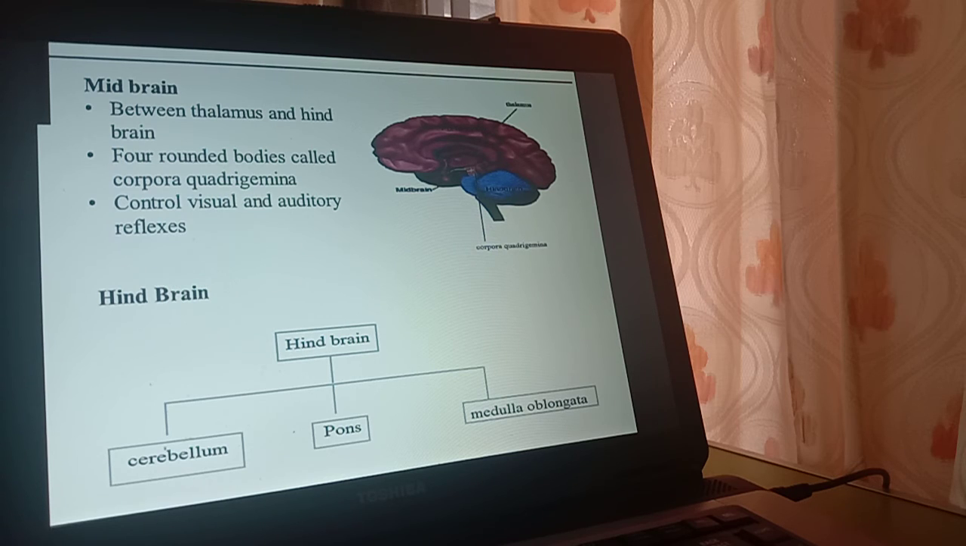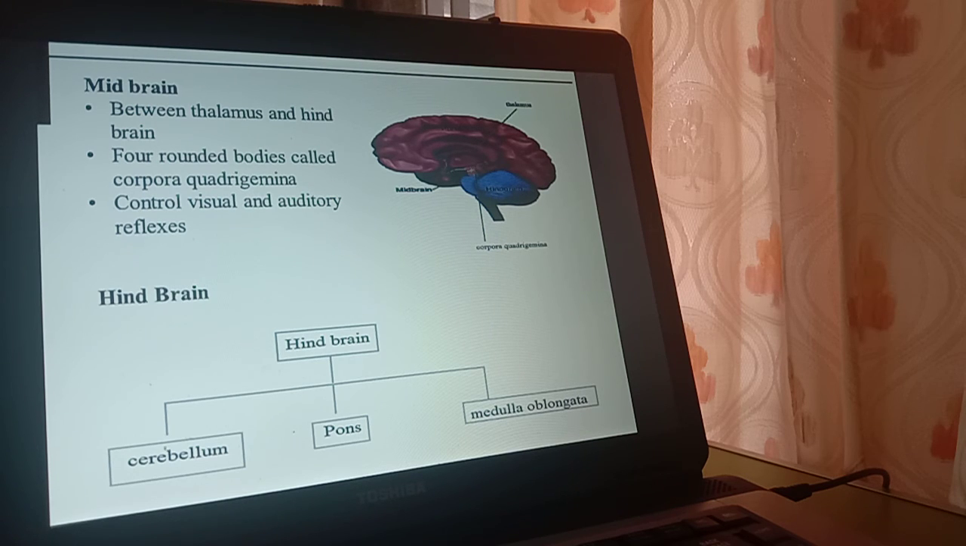Next comes the midbrain. The midbrain is between the thalamus and the hindbrain. There are 4 rounded bodies present, known as the corpora quadrigemina. I have marked it over here, and they mainly control the visual and auditory reflexes.